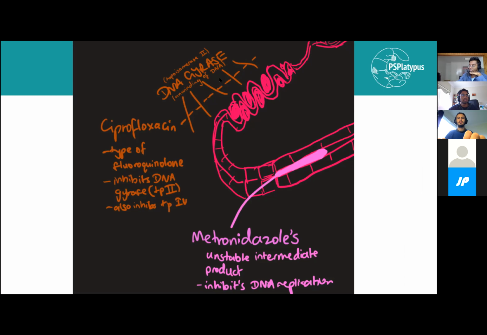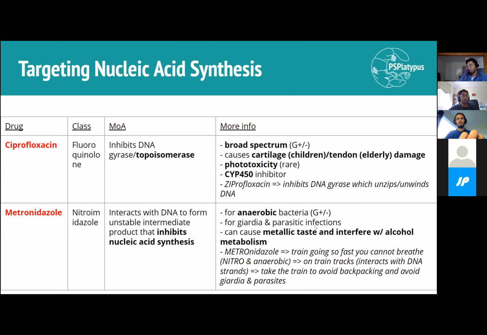So at the top here, you have DNA gyrase, which is an enzyme necessary for unwinding, also known as topoisomerase 2. And ciprofloxacin is a type of fluoroquinolone, which also inhibits topoisomerase 4. But the main thing is that this is the way that it works. Metronidazole is another one which basically interacts with the DNA to form an unstable intermediate product, which inhibits DNA replication. So these are the two ones.